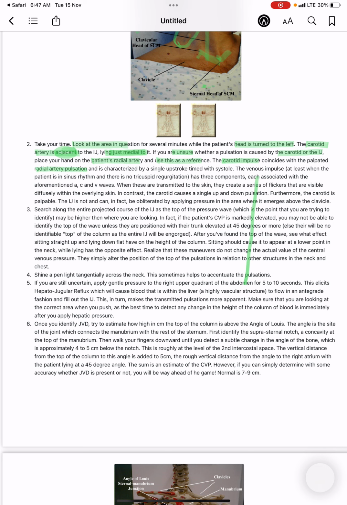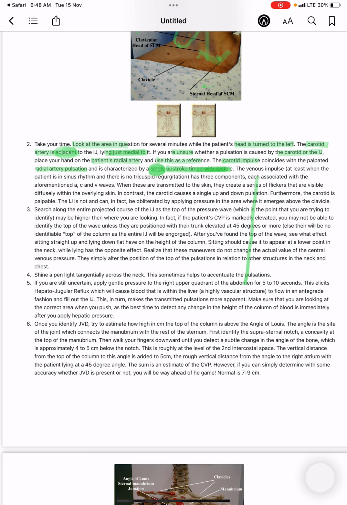The carotid impulse is characterized by a single upstroke timed with systole. There will only be a single upstroke, and it occurs during systole.